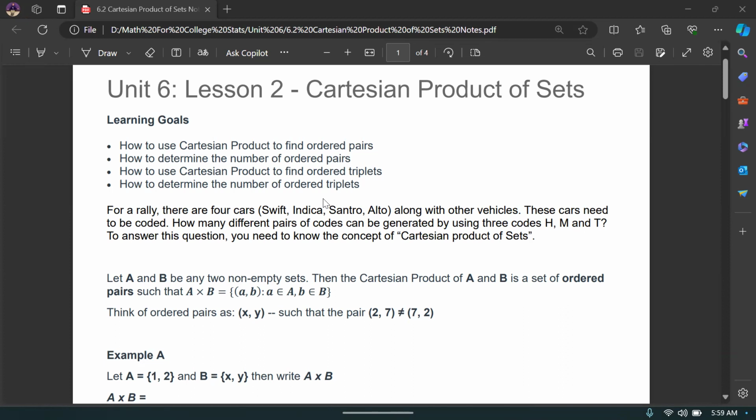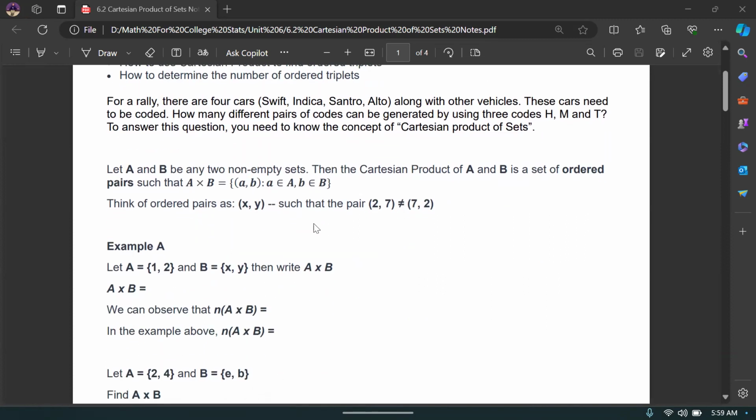I'll actually come back to it later, but it says for a rally, there are four cars, Swift, Indica, Santro, Alto, along with other vehicles. These cars need to be coded. How many different pairs of codes can be generated by using three codes, H, M, and T? To answer this question, you need to know the concept of Cartesian product of sets. So, like I said, we will come back. We will discuss this question later on. But for now, let's get a look at what Cartesian product even means.